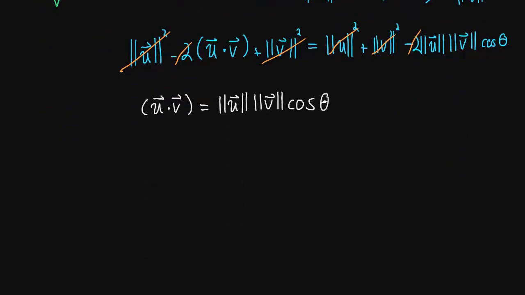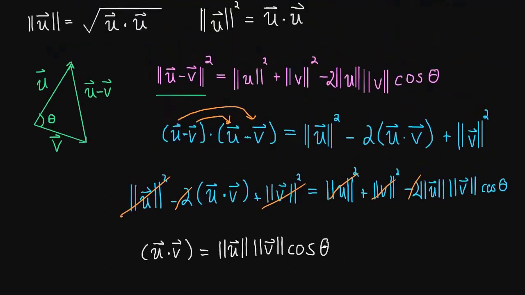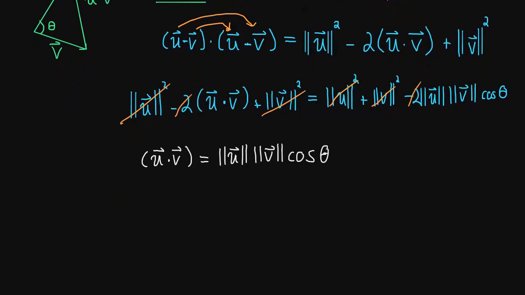In fact, remember that this proof came from the law of cosines, which only really works in two dimensions. We're talking about a triangle. So when we go to higher dimensions, we take it as a definition that the cosine of theta is equal to u dot v divided by the length of u times the length of v. That just comes because we divided by the length of u and the length of v.